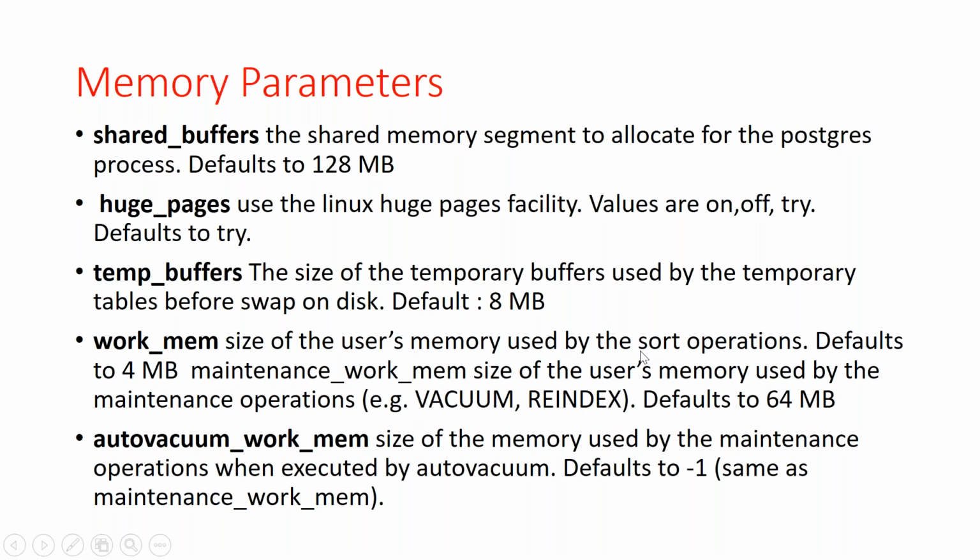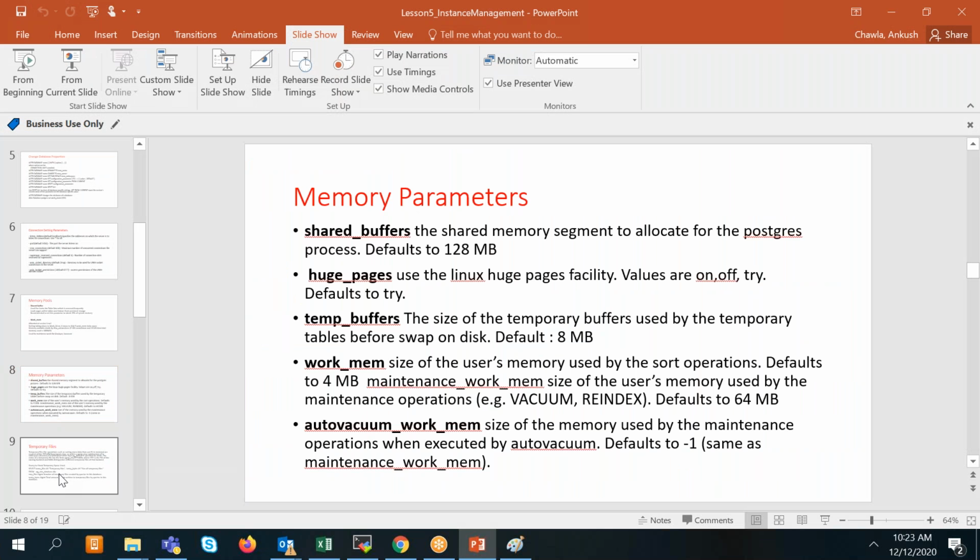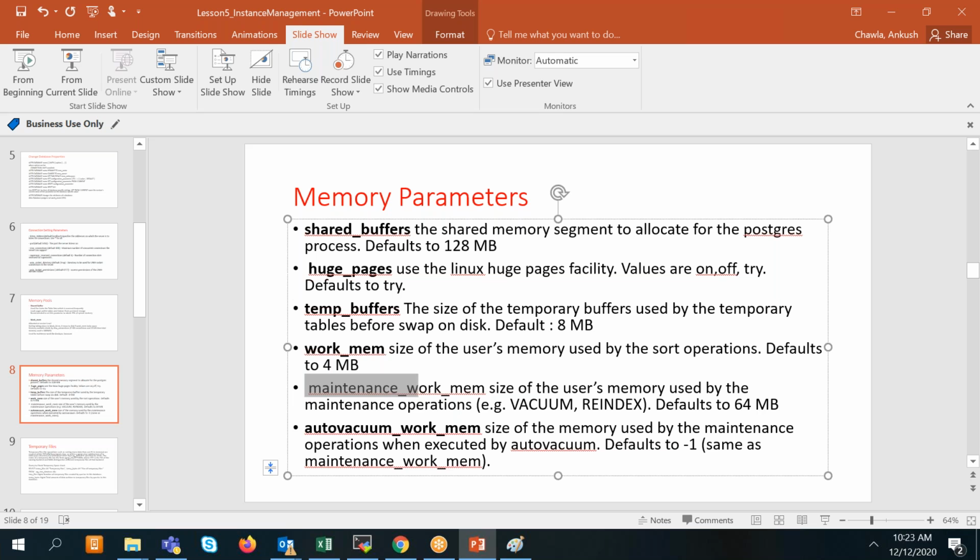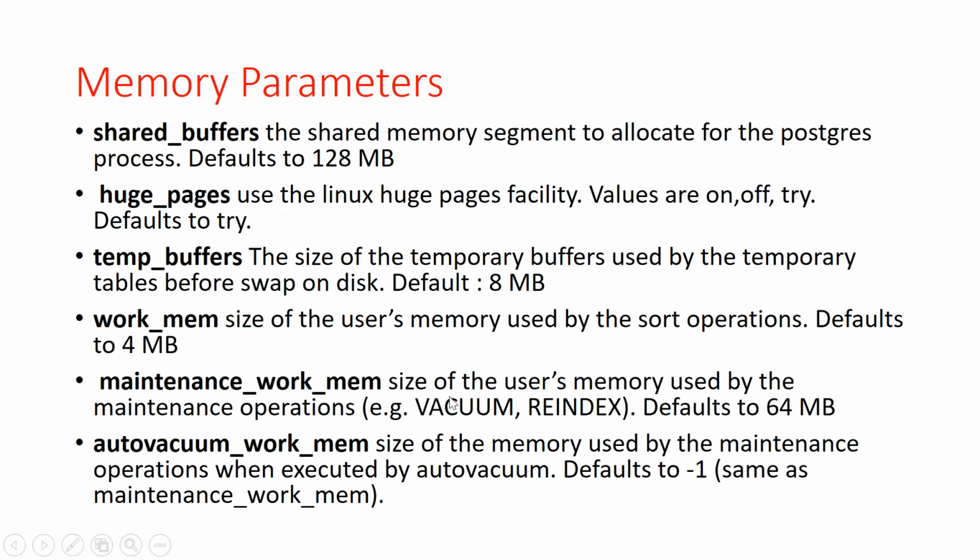Now, this is the memory used by sort operations. Then there is maintenance work memory. Whenever you are doing any vacuuming or re-indexing, rebuilding of indexes, then it is different. This will not come inside work memory. The default is 64 MB.